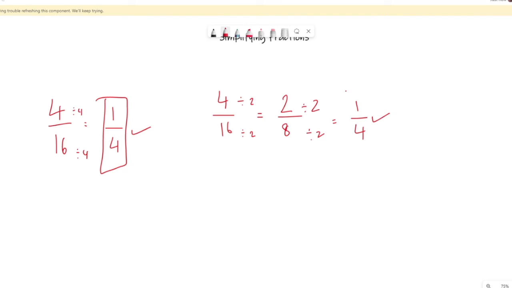So you have to simplify by the highest number possible. If you cannot think of the highest number possible, you can start dividing by small numbers, and in the end you will reach the final answer. Just the question will be a little bit bigger. That's the only difference. Let's do some more examples from the worksheet and move on.